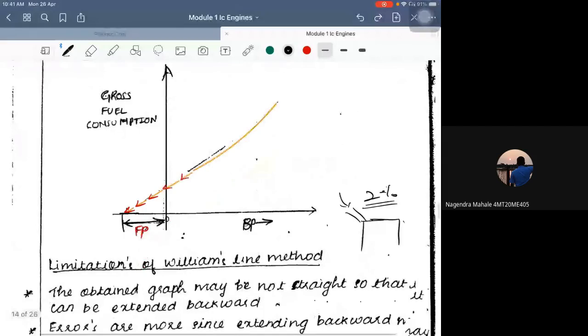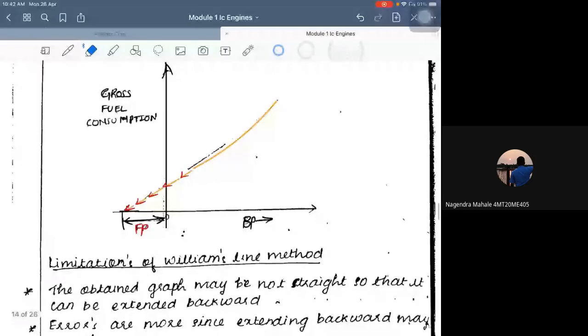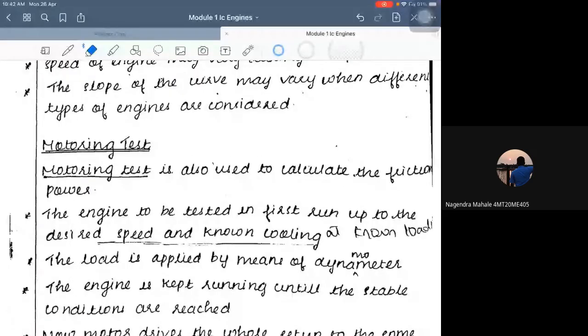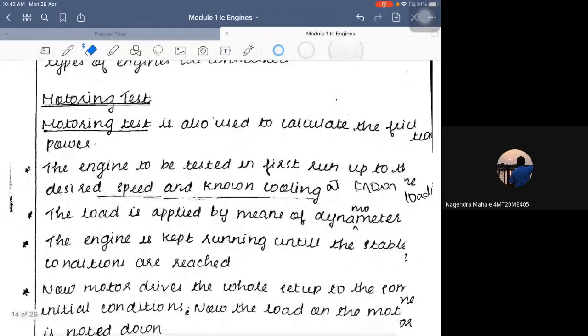Any doubts in the Williams-Lines method, guys? No, sir. Good. The next is the motoring test. As the Williams-Lines method has many issues in it, we will be going with the motoring test. How is the motoring test done? Can anyone take up this task? Just read the content whatever you have.